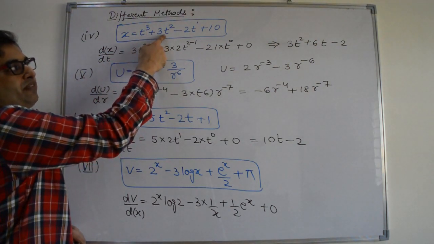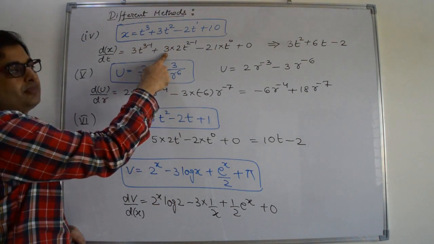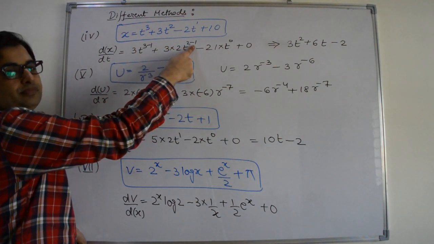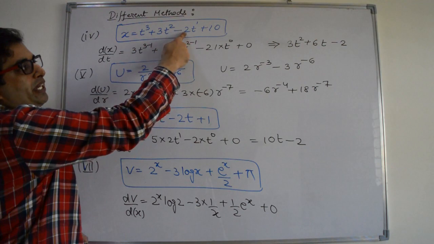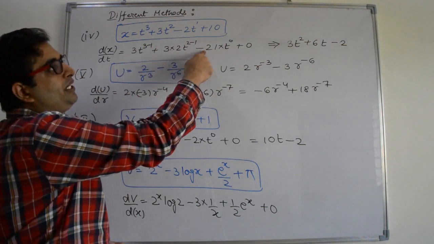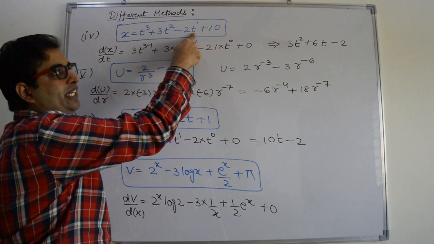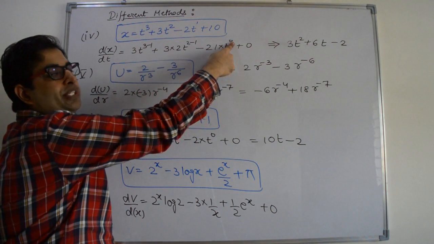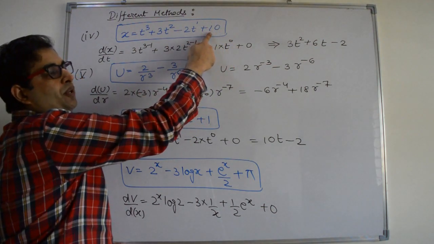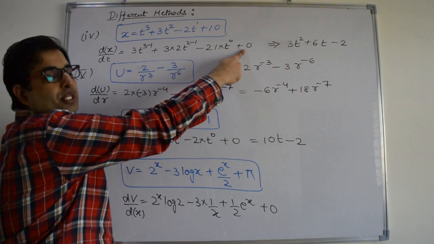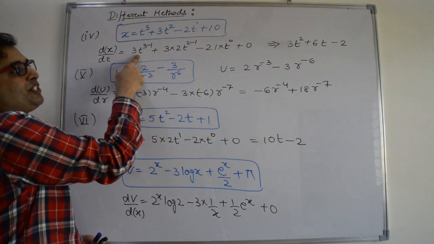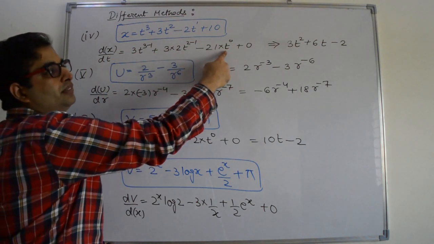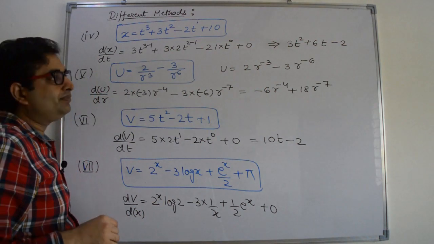3 is in multiplication with t square, it will remain in multiplication. For t square, 2 will come in multiplication and you have to subtract 1. Minus 2 is in multiplication, it will remain in multiplication. Differentiation of t with respect to t is 1, or you can say the power will come in multiplication, t power 0, that is 1. 10 is a complete constant, so differentiation is 0. So our answer is 3t square plus 6t minus 2. T power 0 is 1. This is our answer. Right?